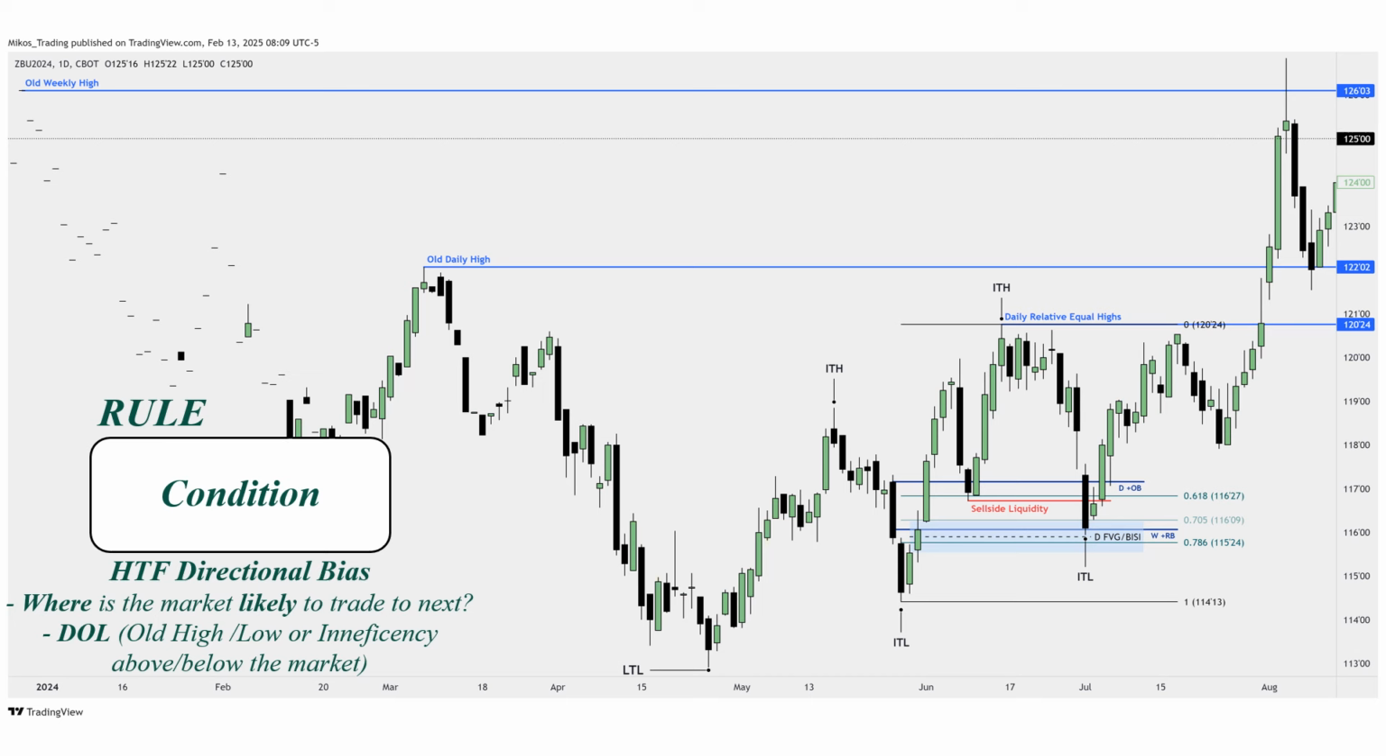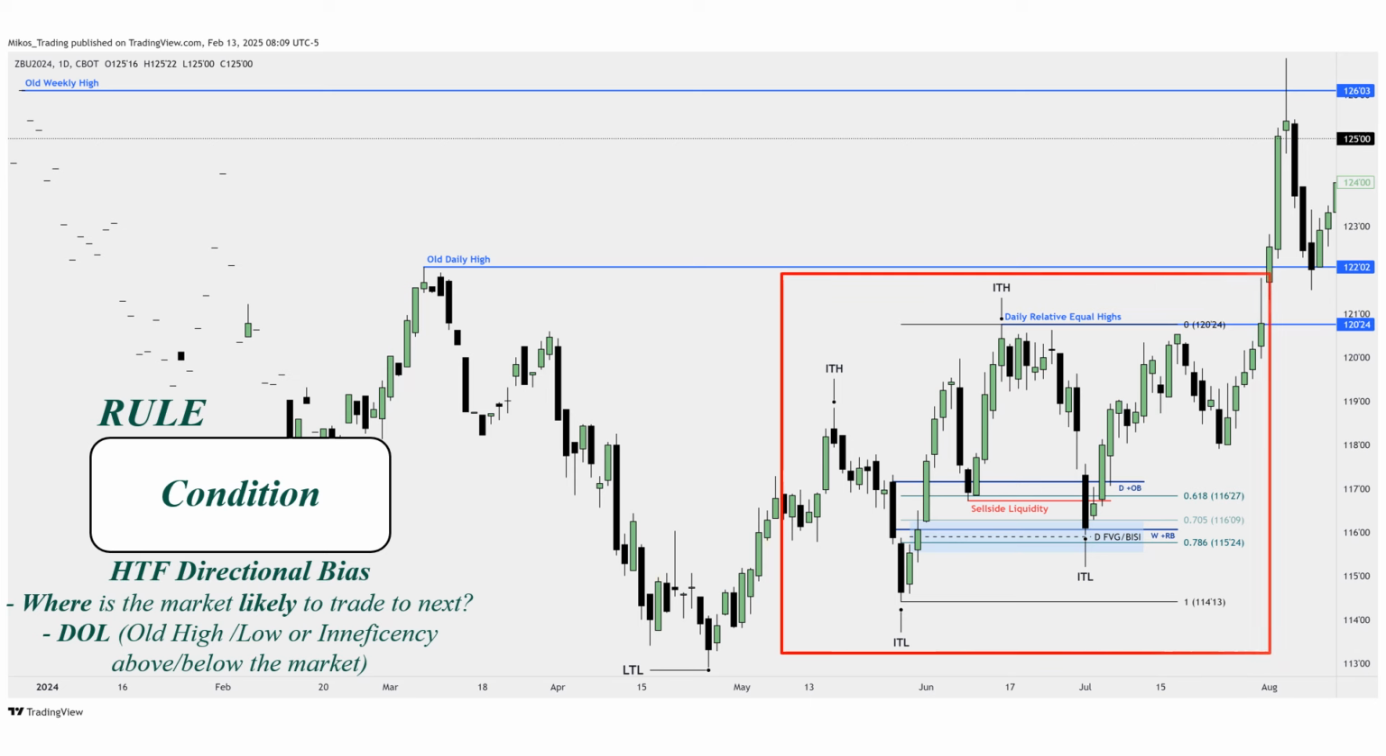Here's an example of following this trading process. I personally use monthly, weekly, and daily charts to determine where the price is likely to trade to next. As you can see, we determined that price is likely to trade into the daily relative equal highs, to the old daily high, and after that reach into the old weekly high.